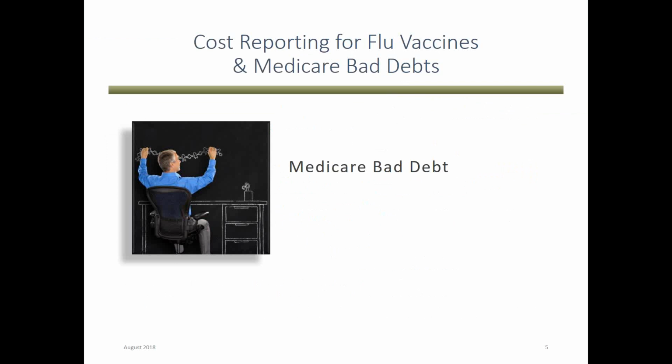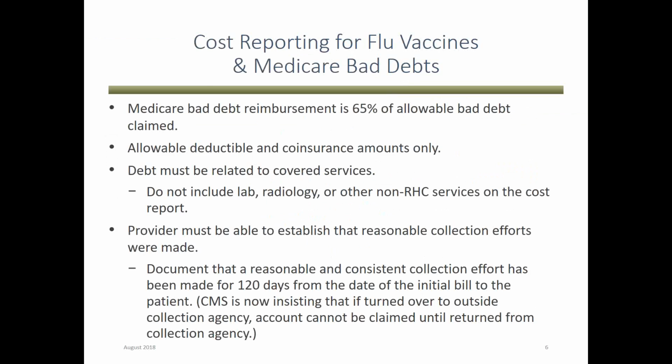Another thing we want to talk about today is Medicare bad debt. What is a bad debt? It is the coinsurance and the deductible that you are not able to collect from the patient. Oftentimes we will ask rural health clinics for a bad debt listing, because once again, it is a list, and they'll say, well, we didn't have any. It's very unusual for any clinic not to have bad debt.